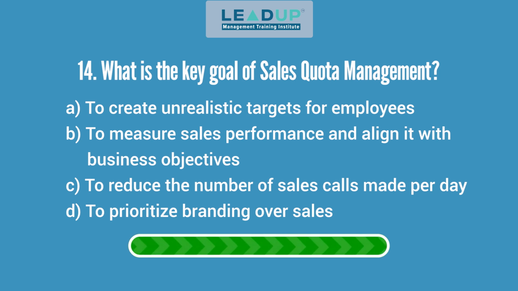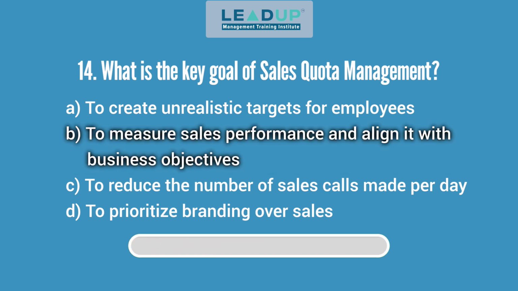Question 14. What is the key goal of sales quota management? A. To create unrealistic targets for employees. B. To measure sales performance and align it with business objectives. C. To reduce the number of sales calls made per day. And D. To prioritize branding over sales. Answer: to measure sales performance and align it with business objectives.